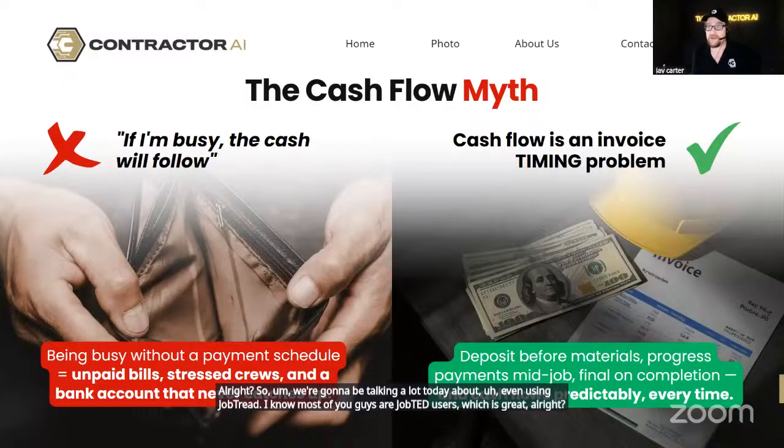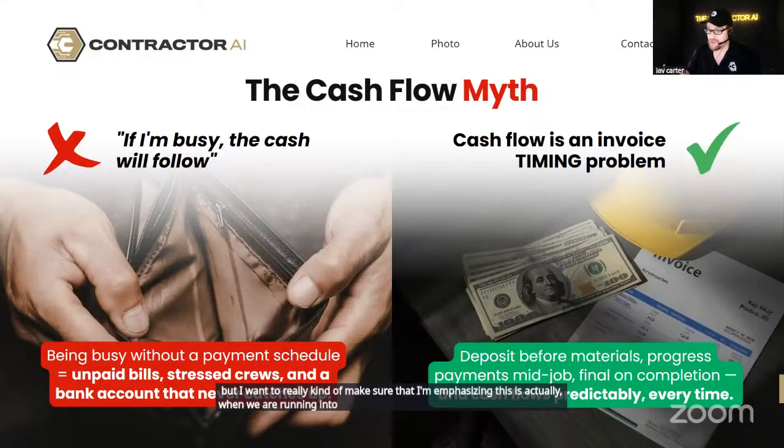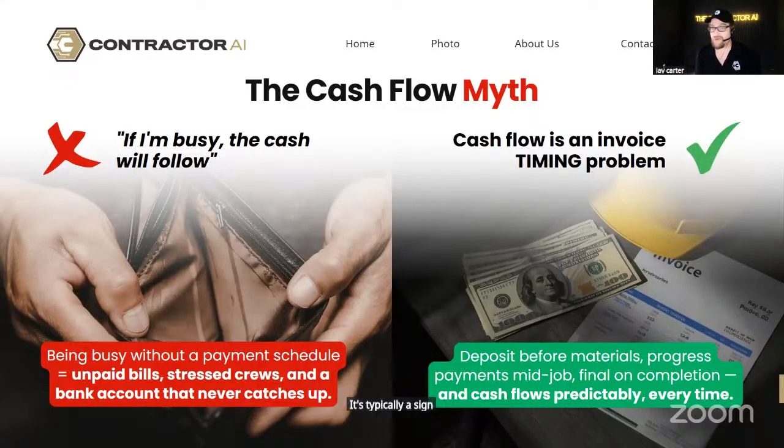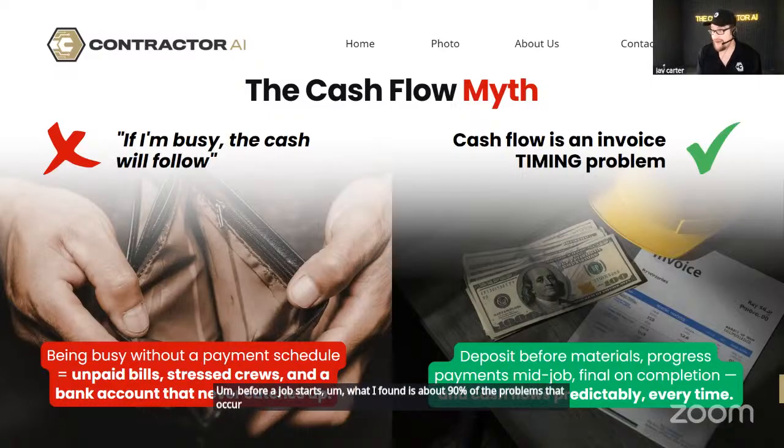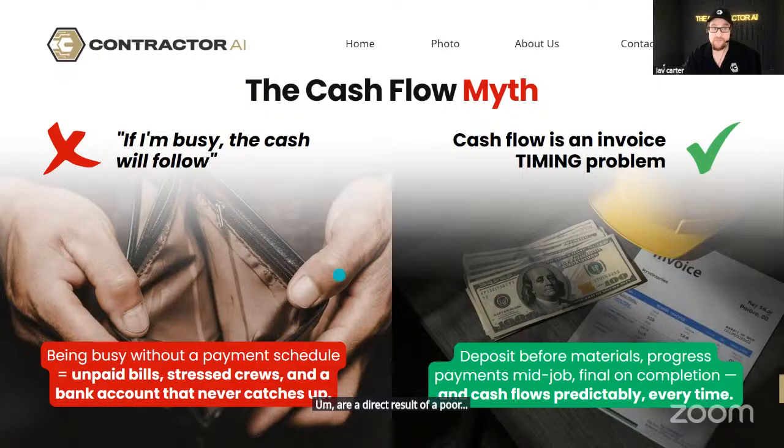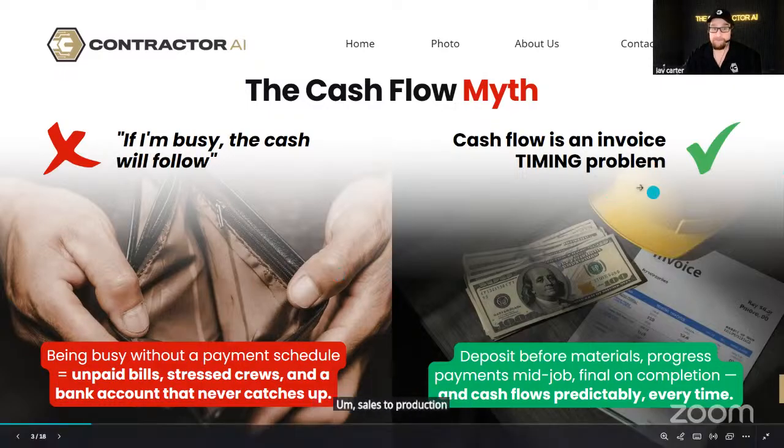But I want to make sure I'm emphasizing that when we are running into cash flow issues, it's typically a sign of a sales-to-production handoff problem. Most of it can be resolved in our pre-production. Before a job starts, what I've found is that about 90% of the problems that occur, including cash flow problems, are a direct result of a poor sales-to-production workflow.